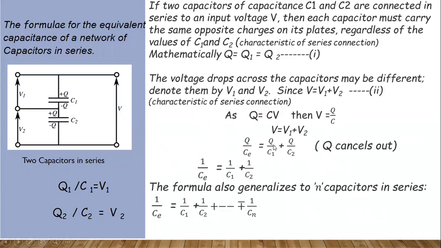So both are in this equation replaced by Q. So this formula again is only for the two capacitors connected in series, but this can be generalized up to any number of capacitances, say n. So the formula for any number of capacitances will be: the reciprocal of the equivalent capacitance is equal to the sum of the reciprocals of all the capacitors connected in series.